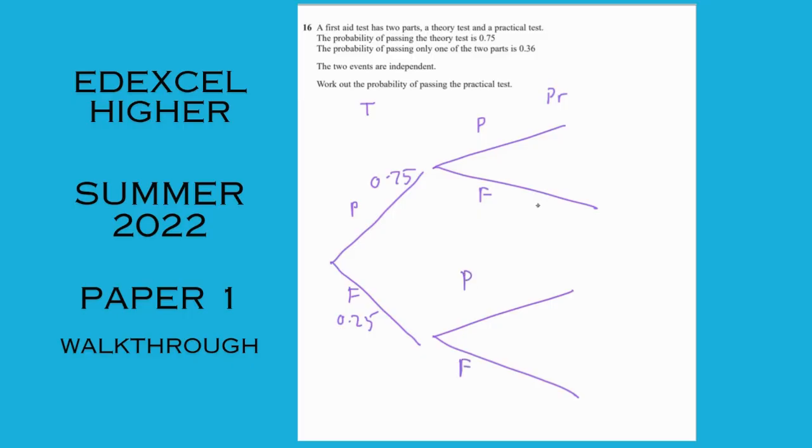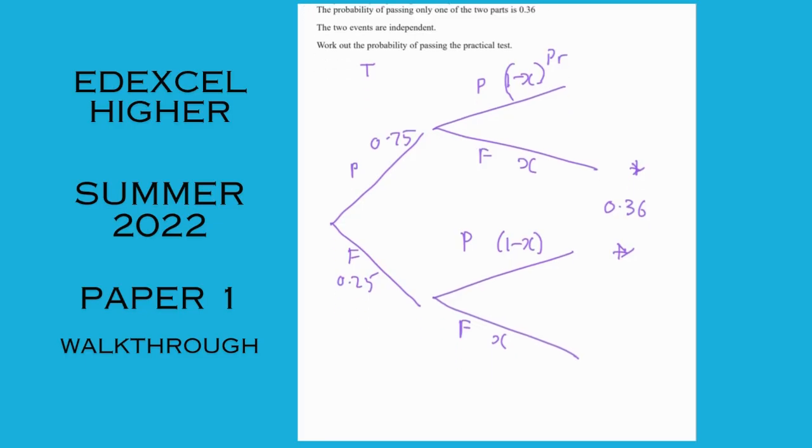Now what we do know is the probability of passing only one of the two parts. So that's pass-fail, and then we've got fail-pass. Those two add up to 0.36. But as you can see, we have no probabilities on the second sets of branches. But you do know one important fact: they add up to 1. So if we call that x, that's 1 minus x. And they could be the other way around.